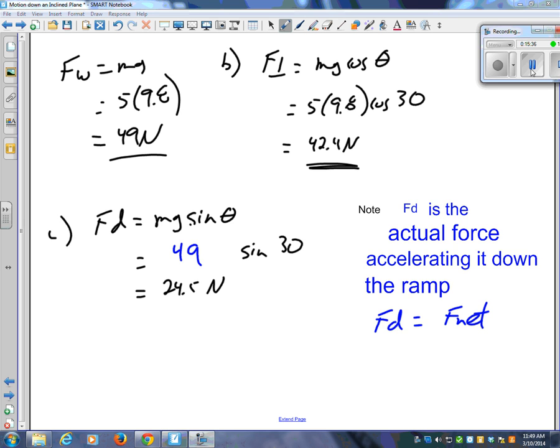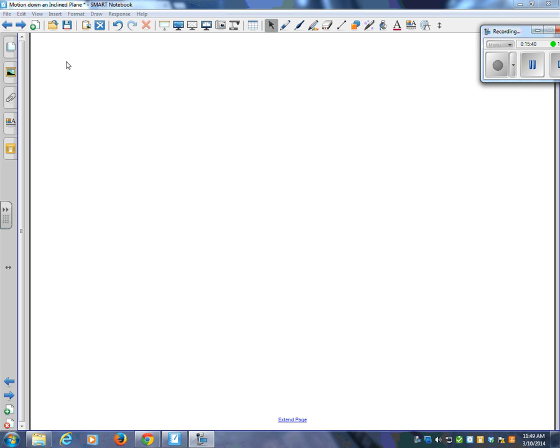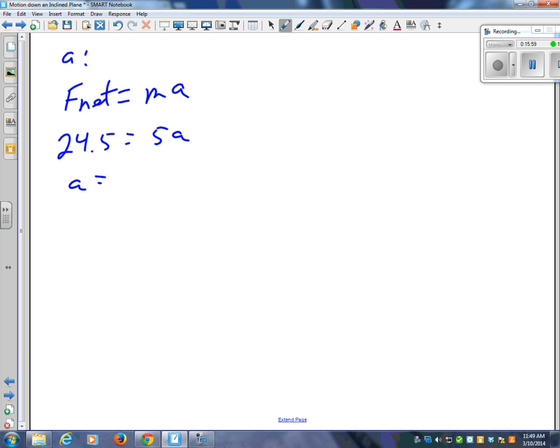All right. So now the next thing is to find the acceleration. To find that, we're going to go F net is equal to ma. The net force is that value that we just came up with. Is it 24 or 29? 24.5. The mass was 5, giving us an acceleration down the ramp of 4.9 meters per second squared. It's only a meter long ramp, so it's going to get down that ramp pretty quick, you're right.